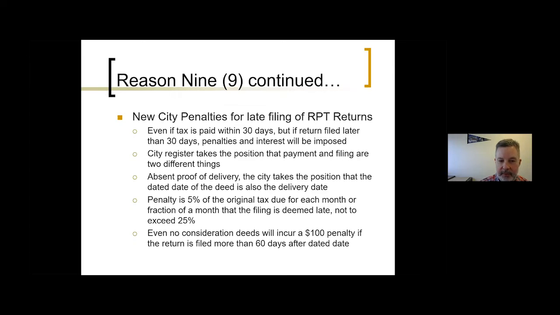We've got to make sure that we file the papers on time. New York City imposes penalties for late filing. The penalty is 5% of the original tax due for each month or fraction of a month that it's deemed late, and it could be as high as 25%. So we want to make sure that we get everything in on time.